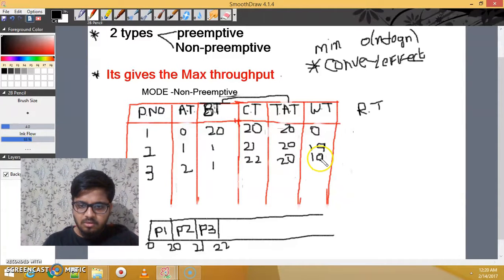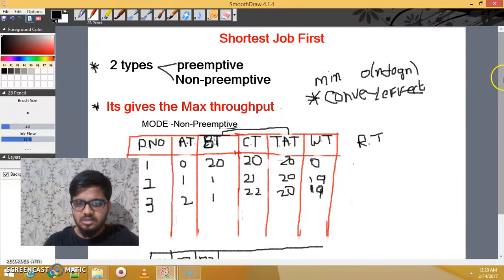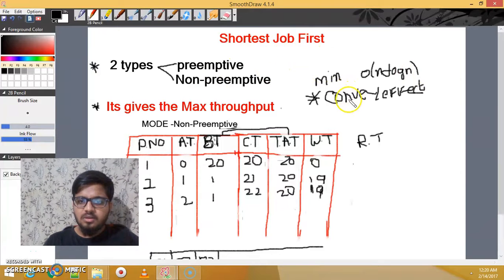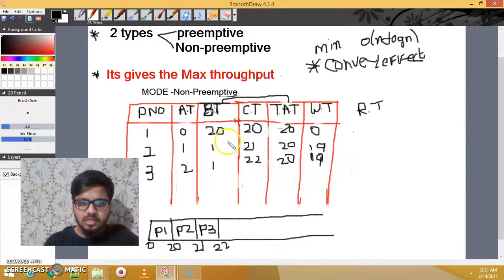My writing was not good, but grab the knowledge. Don't consider my writing; in the recording, just listen to what is being said. Just grab the knowledge. A few points I want to discuss here. It gives the maximum throughput, and it is implemented by a min heap. I will discuss the min heap data structure in algorithms. Its time complexity is O(n log n). Even shortest job first is affected by the Convoy effect. So this is the example.